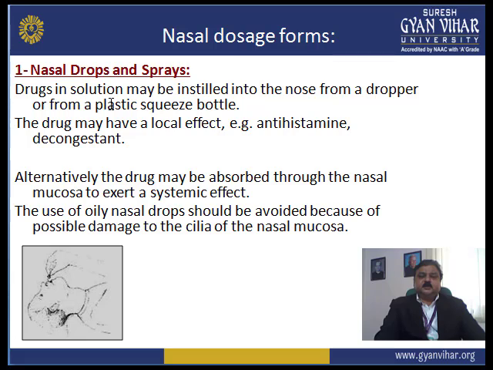And next are nasal drops and sprays. Drugs in solution may be instilled into the nose from a dropper or from a plastic squeeze bottle. The drug may have a local effect like an antihistamine or decongestant action. Alternatively, the drug may be absorbed through the nasal mucosa to exert a systemic effect.